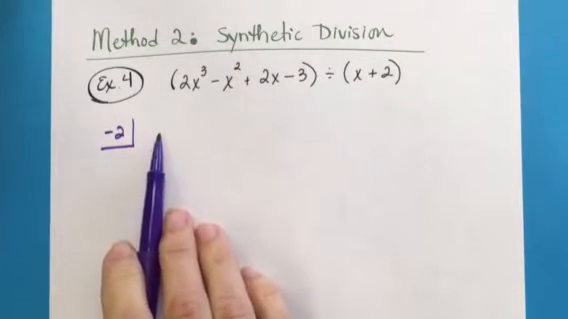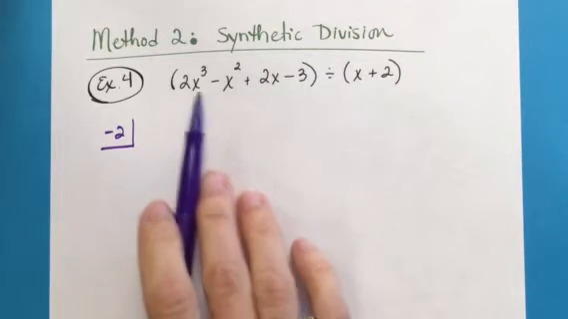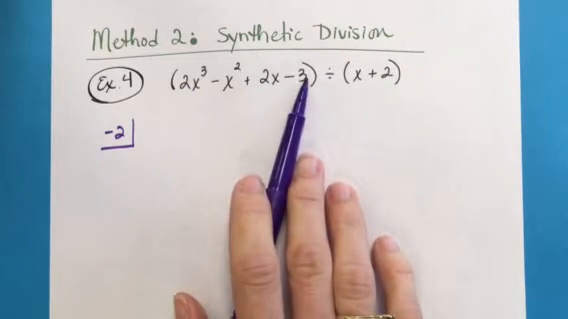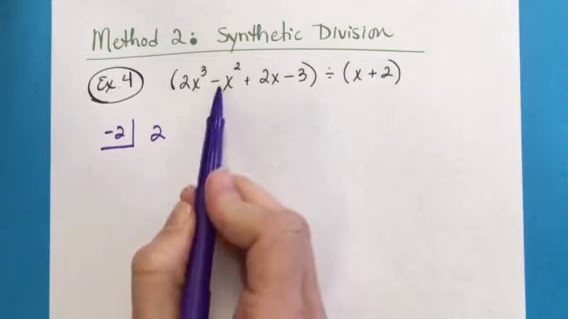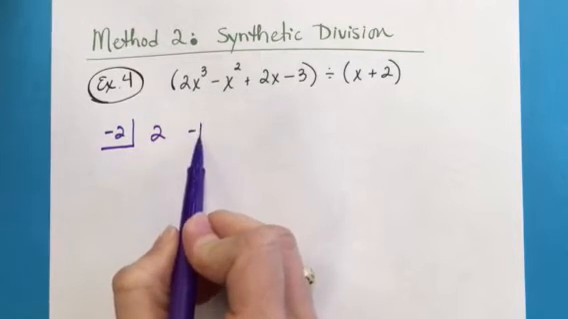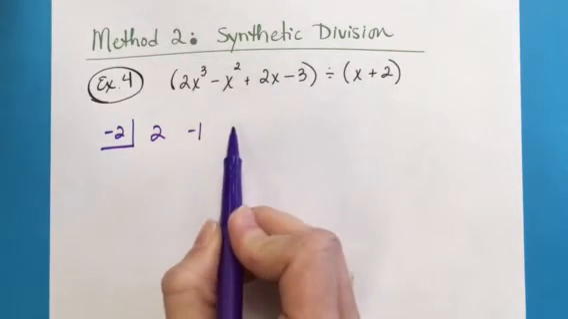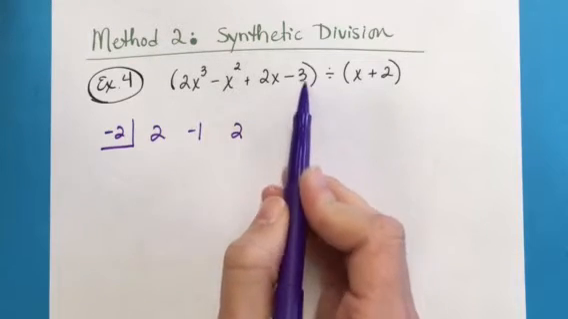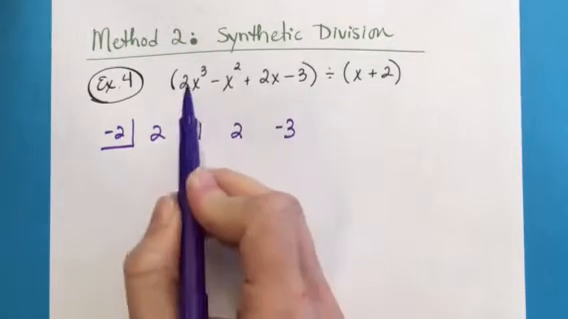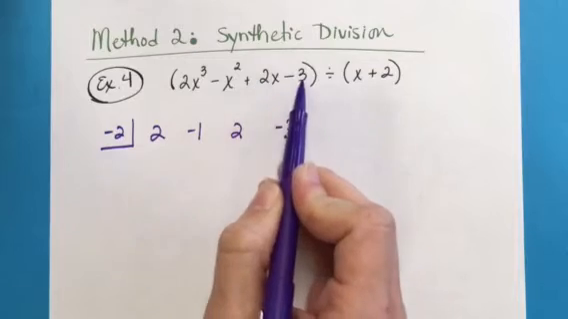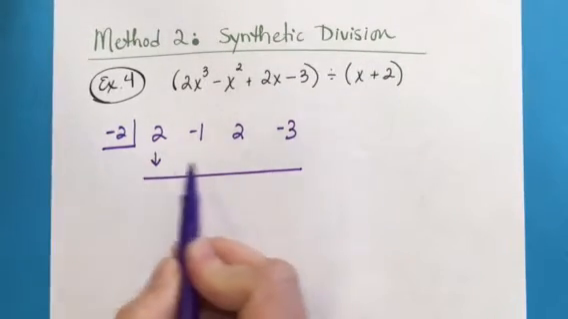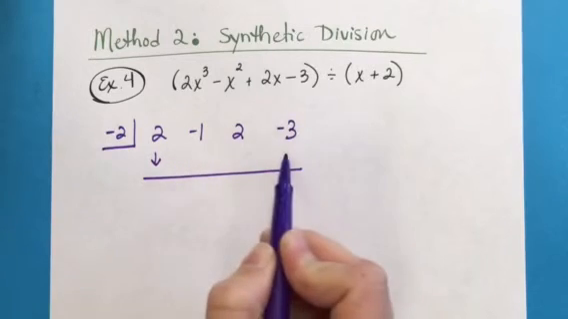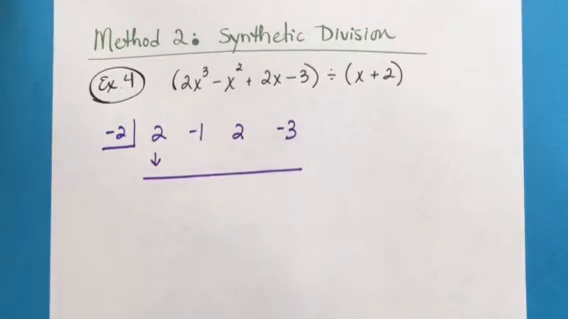Now, you're going to put a list of numbers across here that's going to come from what's called your dividend, and you're just going to pull the coefficients. So my coefficient here is 2. The coefficient here is negative 1. This one's coefficient is positive 2. And then I've got my constant, which is negative 3. So pull just the coefficients of each term and your constant. Now just leave yourself one line of notebook paper right here to be able to come in and put some numbers.